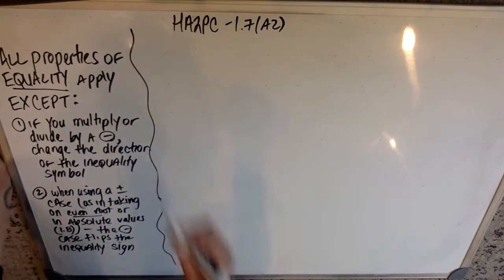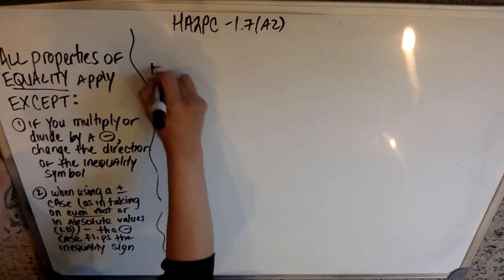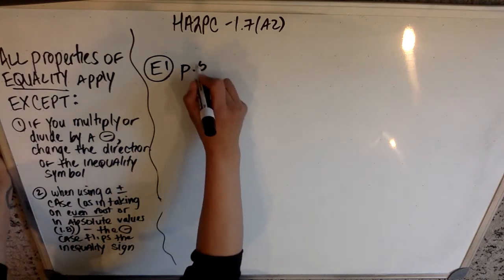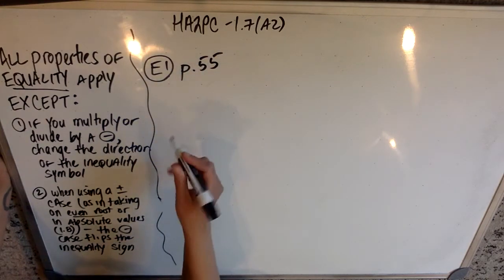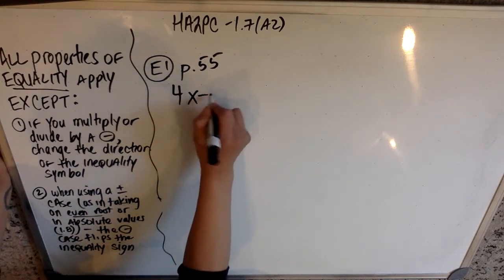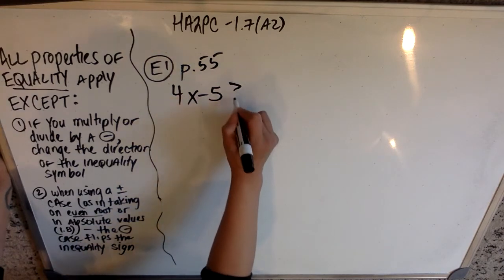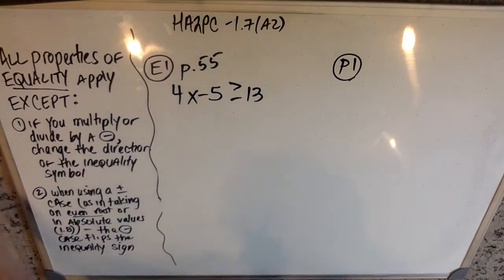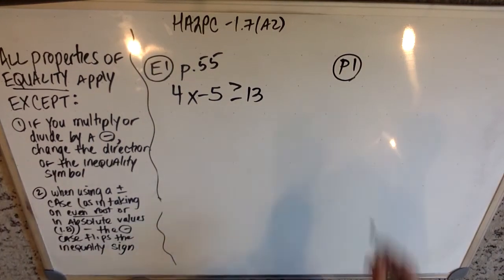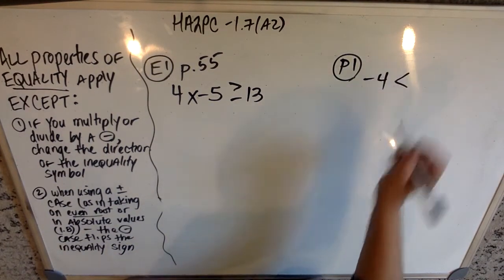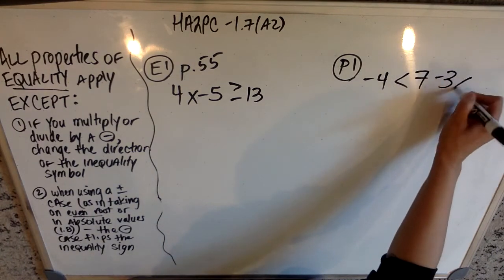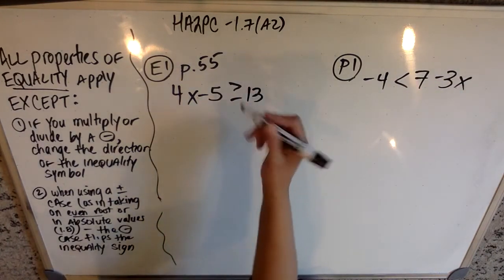All right, so we're going to go ahead and steal example 1 from the book, because every once in a while I'm lazy and I go with the book example, and that's fine. So example 1 in the book asks you to solve 4x minus 5 is greater than or equal to 13, okay? And then we'll put a P1, which is the problem that occurs right below that in the book, which will be negative 4 is less than 7 minus 3x.